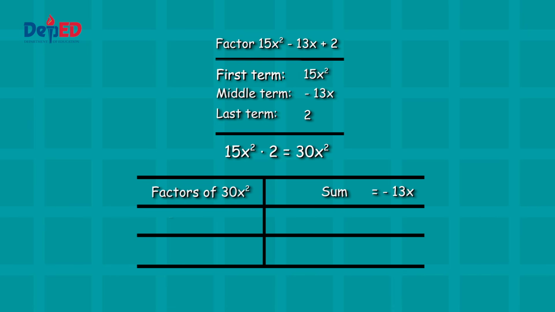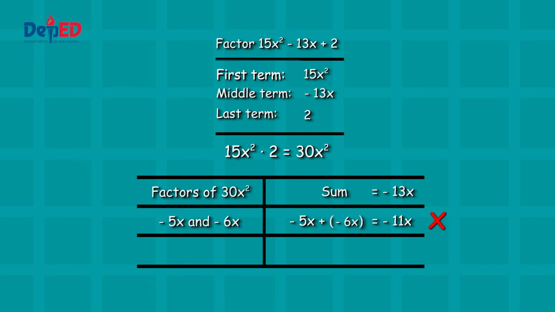Can you give me factors of 30x squared? Since the sum of the factors should be negative, let us try negative 5x and negative 6x since their product is 30x squared. Now, get their sum. What is negative 5x plus negative 6x? It is negative 11x. Not the same as the middle term.